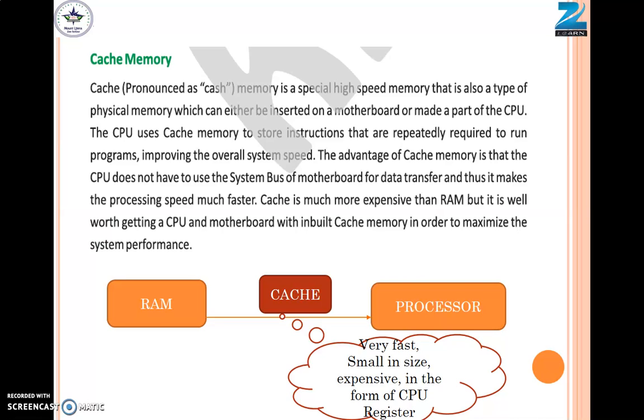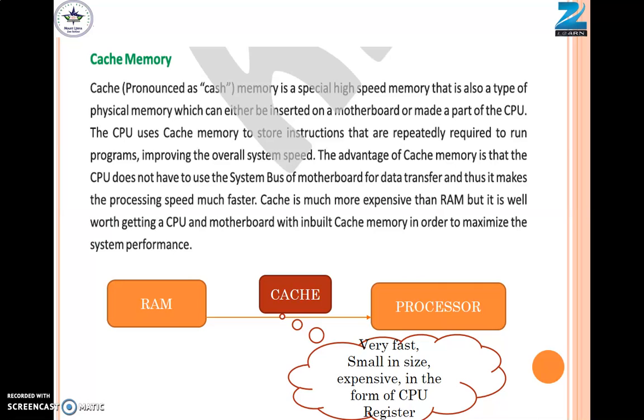The advantage of cache memory is that the CPU does not have to use the system bus of the motherboard for data transfer, and thus it makes the processing speed much faster. Cache is much more expensive than RAM, but it is well worth getting a CPU and motherboard with inbuilt cache memory in order to maximize the system performance.